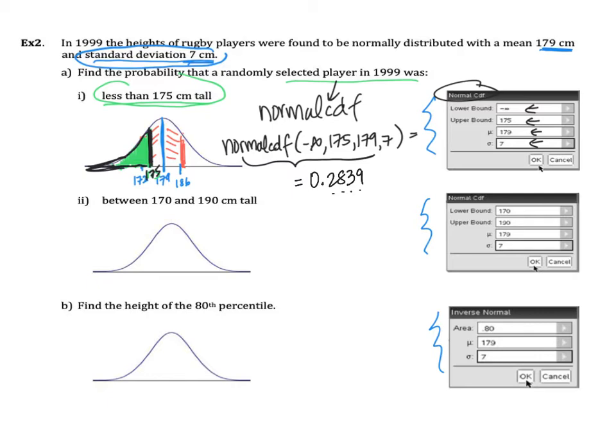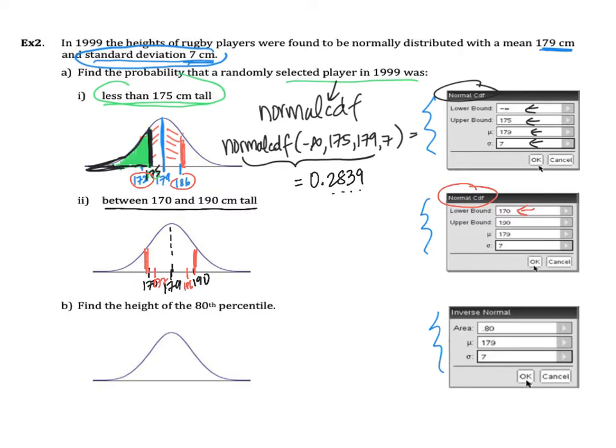Okay, moving on. If you want to keep drawing this, you can. So 179 here is in the middle, and I'm going to go from 170 to 190. It says, what is the probability that a randomly selected rugby player in 1999 was between 170 and 190 centimeters tall? Well, 172 and 186 were 1 standard deviation away, so we're going a little bit beyond the 1 standard deviation away. So we use our calculator, normal CDF.